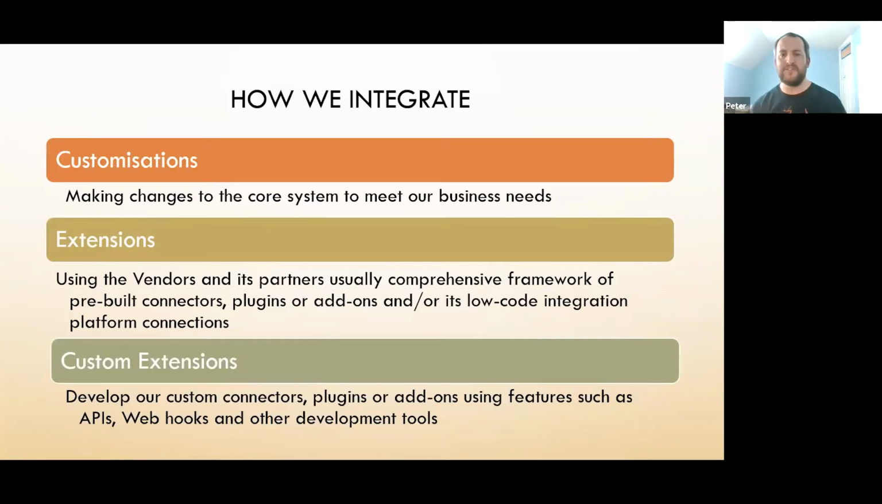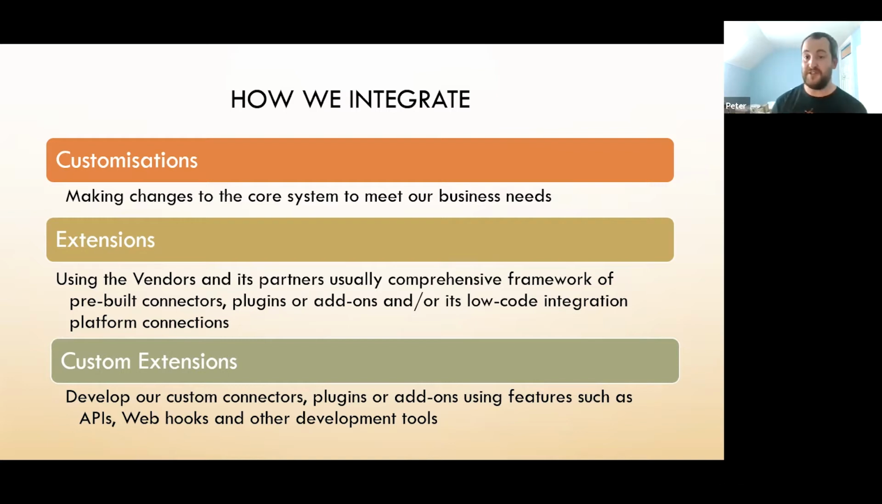So how do we integrate? Well, there's three main aspects here. We have customizations. Now, I know just by saying that word, a lot of you are freaking out. It's fine. We'll get to customizations in just a little short while. And that basically means that we make changes to the core system to meet our business needs. We have extensions. We've got vendors out there and their partners usually doing comprehensive frameworks and having pre-built connectors, plugins, add-ins, and low-code platform integrations. And that's great. That's fantastic.